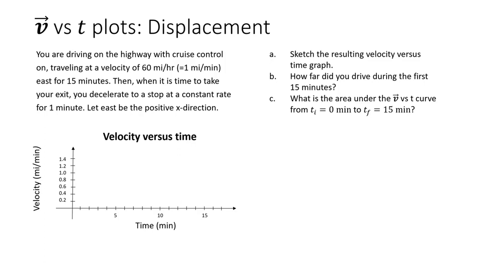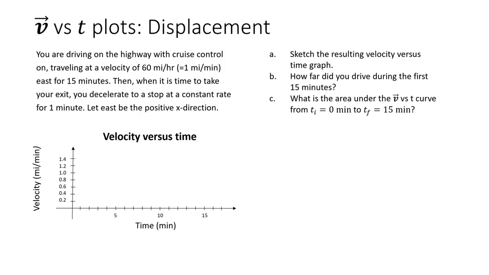And you do this for 15 minutes. Then it's time to take your exit, so you slow down for 1 minute. And you're slowing down at a constant rate. You decelerate at a constant rate. Okay, and so what we want to do first is sketch the resulting velocity versus time graph.